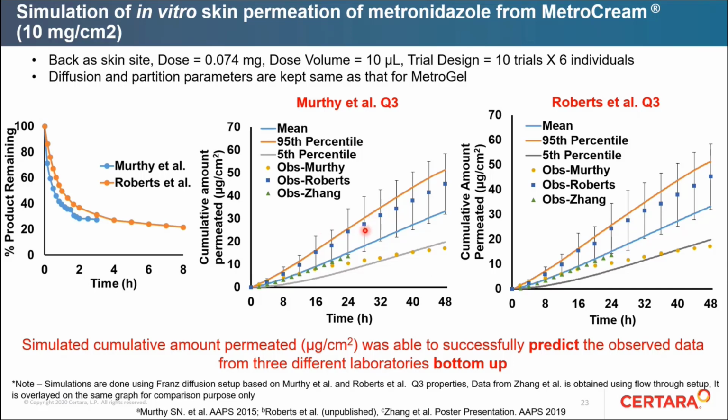So the squares are from the Roberts lab, the circles are from the Murthy lab, and the triangles are from the Zhang lab. And we were able to predict this for the cream using the Murthy QE and using the Roberts Q3 properties. Actually, the evaporation profiles in both the labs are quite similar, so the predictions were actually quite similar.